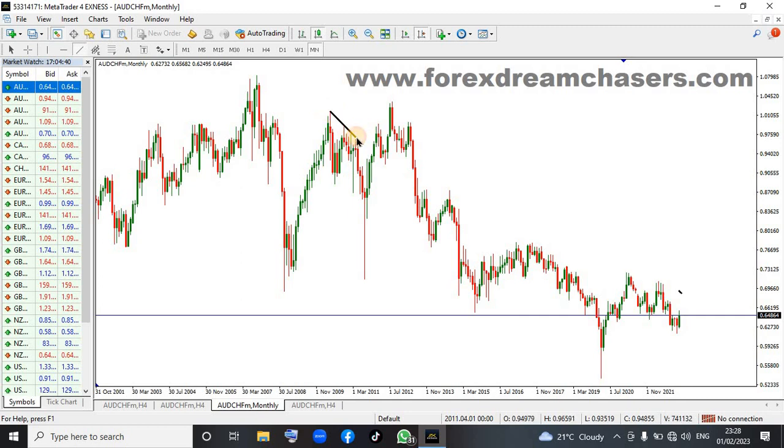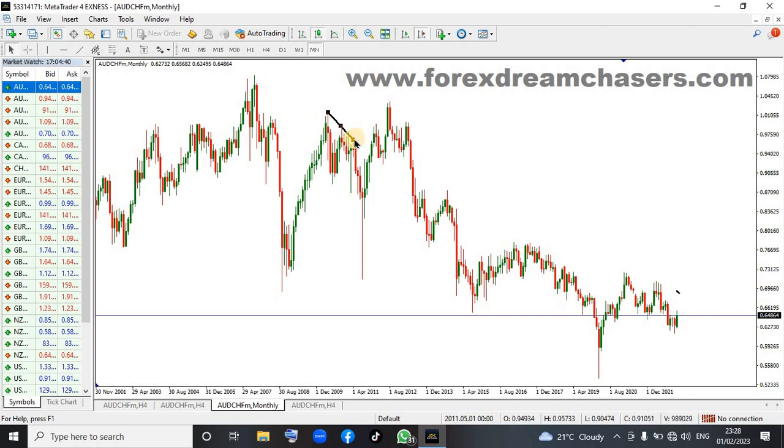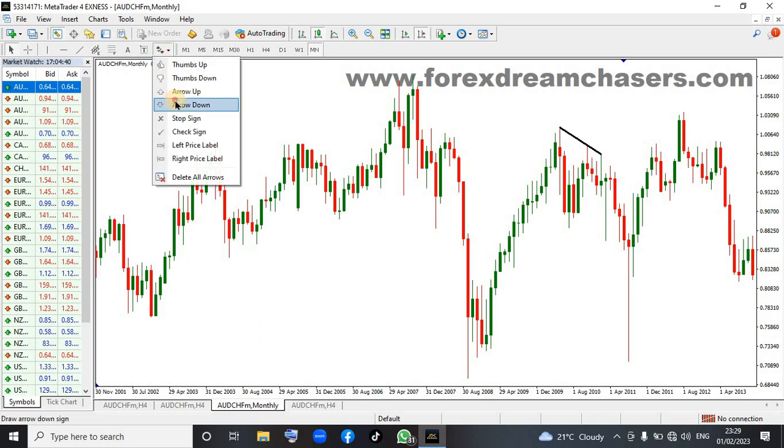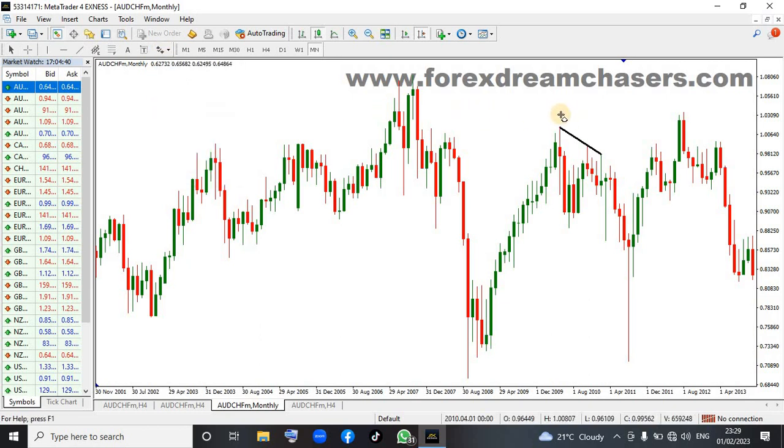To confirm a trend line, you need only 2 pivot points. What do I mean by pivot points? You can see here we have a higher, a lower higher as well, and then this is the first time, this is the second time. On the second time, that's when you're gonna draw a trend line.